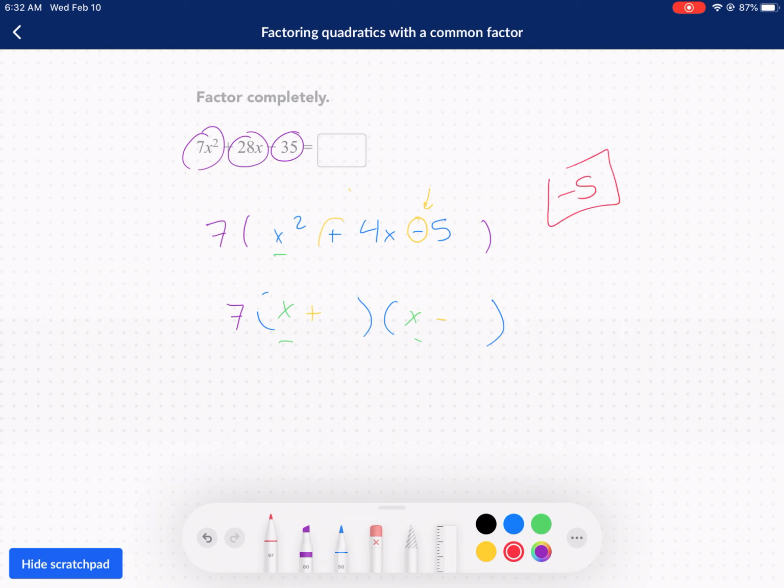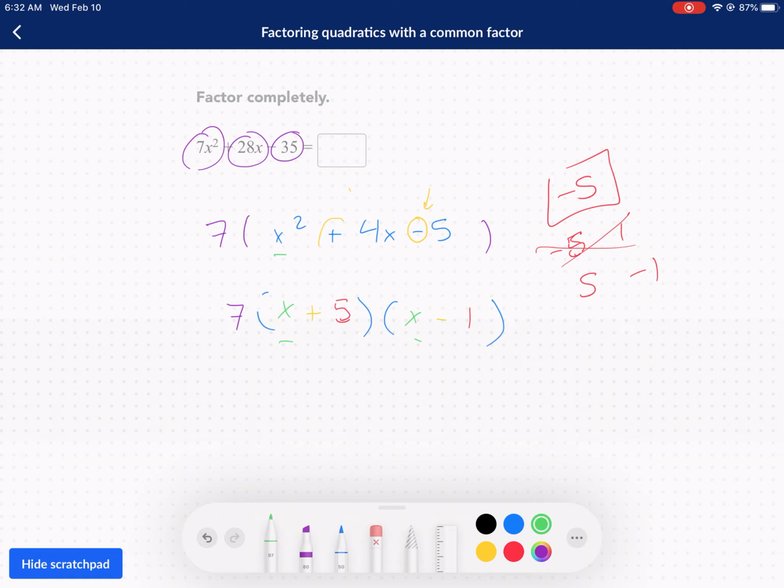So negative 5 is our term here. Remember, we don't want negative 5 and 1. Why? Because our bigger one's negative. That's no good. So we're trying positive 5, negative 1. I think that's it. That's the only factors of 5 I can think of. So we're going to put negative 1 there, positive 5 there, and we're done. That's how we factored this one.